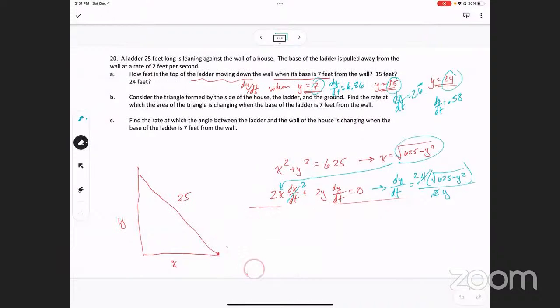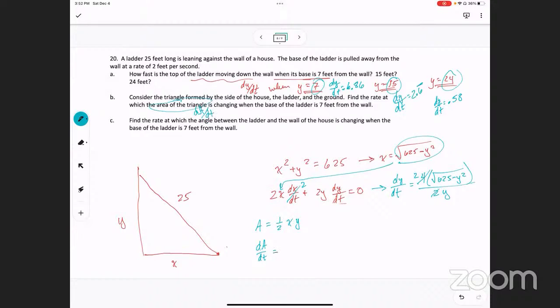So now let's find out an area formula. What's the area of a triangle equal to? Area is one half base times height. Base, which is what? X. Times height, which is what? Y. Good. So now if I take the derivative of this, dA/dt, that's what we're trying to find, right? We're trying to find the rate at which the area is changing. We want dA/dt.